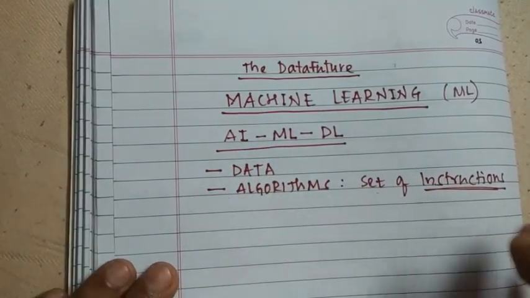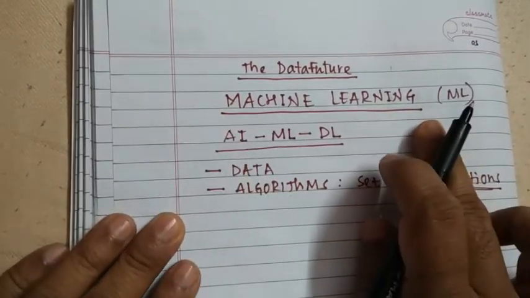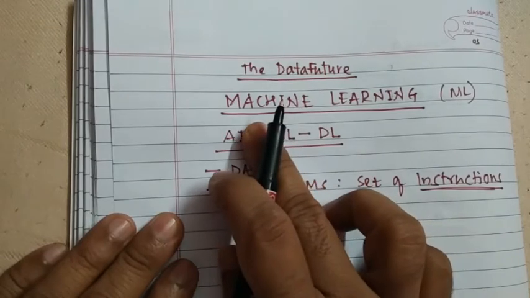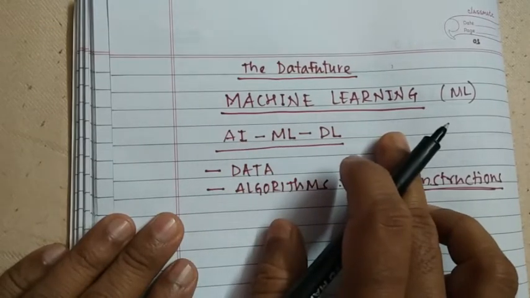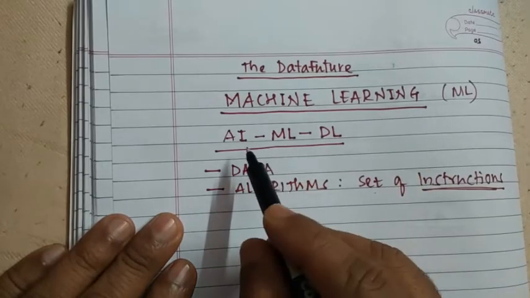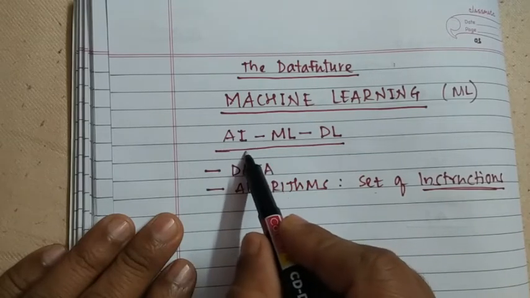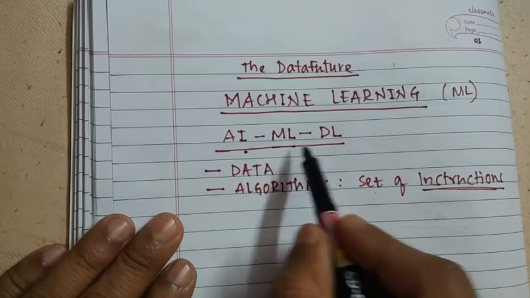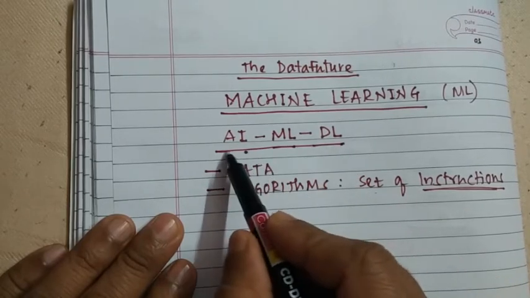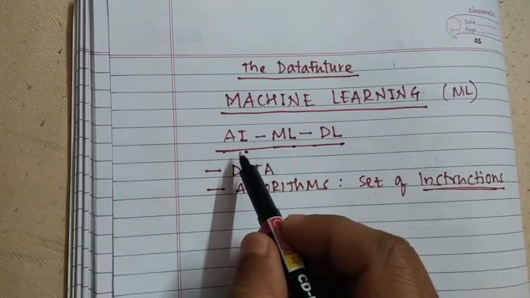Today we are going to see a very important topic, that is machine learning. In this session we will see how a machine learns, and in the later sessions we will see how these three terms, artificial intelligence, machine learning and deep learning, are different from one another.